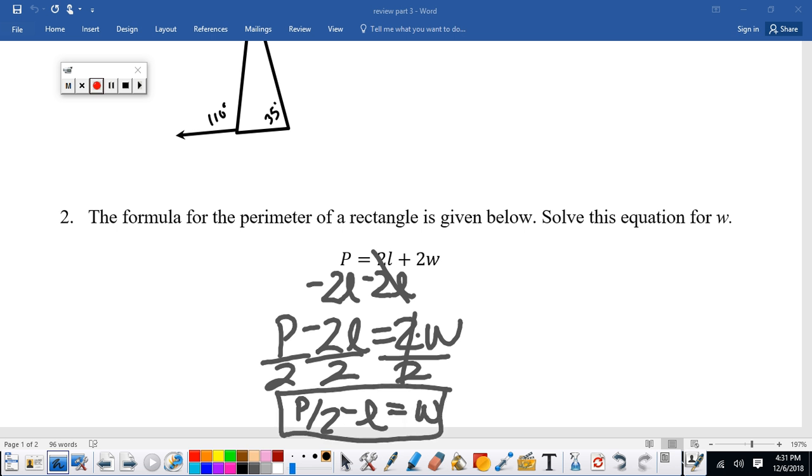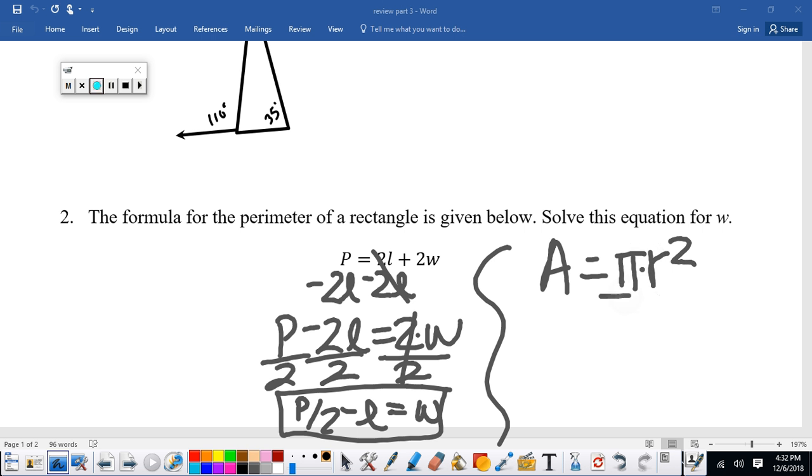Now I did ask you guys to think about this. How would you solve A equals pi R squared? How would you leave the R by itself? So I told you right now these are being multiplied, so the opposite of multiplying is dividing by pi. This is an extra problem that I gave you guys for practice.